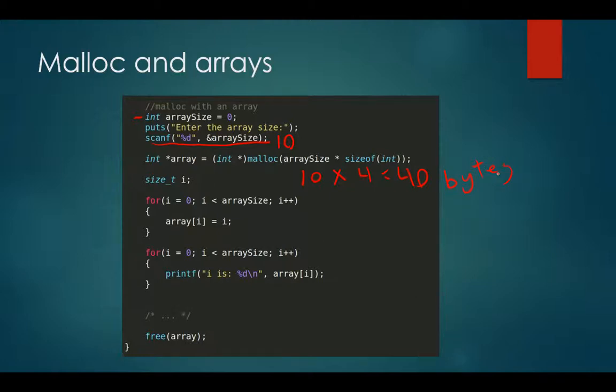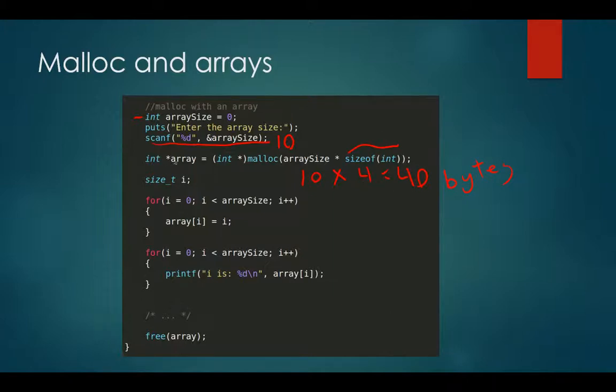We know that one integer variable, so right here, is 4 bytes. And if I have a 10 element array, then I'm essentially saying I need 10 integer variables, 4 bytes in a variable, 4 bytes an element times 10, that's 40 bytes. Okay, so that's how we figure this out.